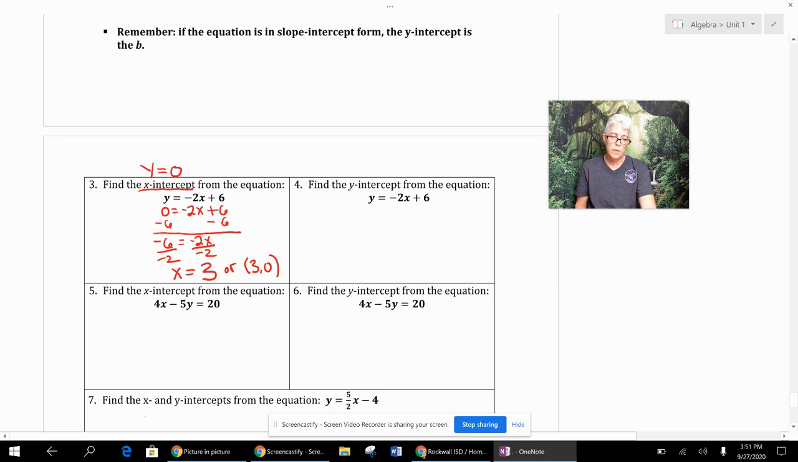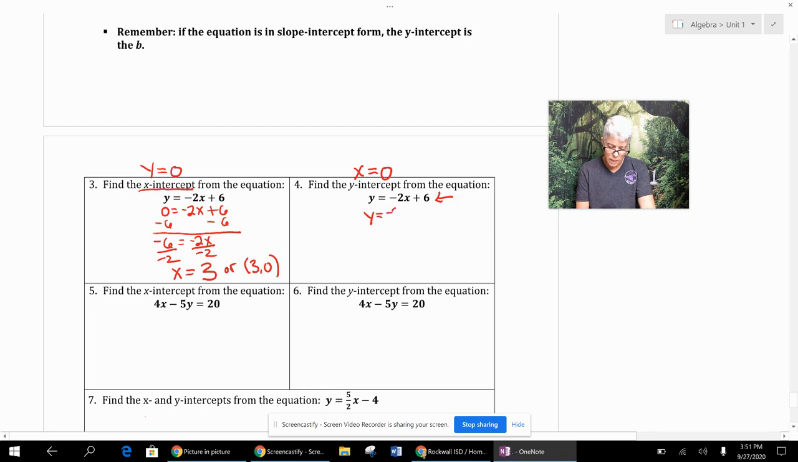Find the y-intercept. Well, I'm going to show you how to do that with this method, but really and truly, if you look, there's the y-intercept right there. But let me show you how this works. For the y-intercept, x equals 0. So I'm going to put a 0 where the x is.